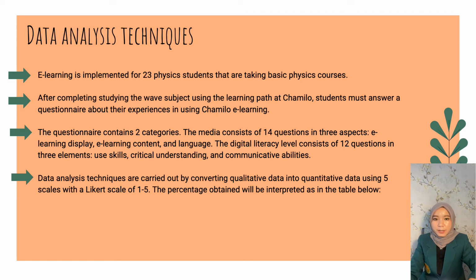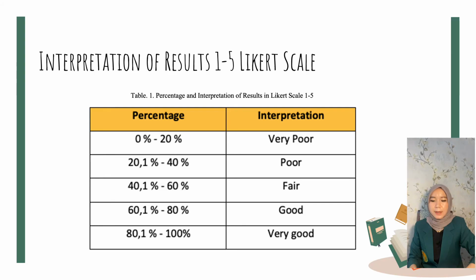The questionnaire contains two categories. The media consists of 14 questions in three aspects: e-learning display, e-learning content, and language. The digital literacy level consists of 12 questions in three elements: use skill, critical understanding, and communicative abilities. The data analysis technique uses a 5-point Likert scale. Interpretation of results of the Likert scale can be seen on this slide.